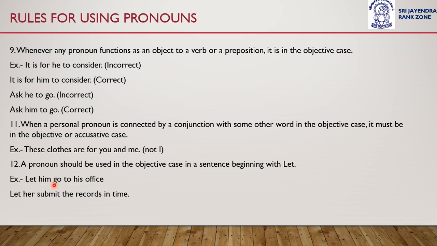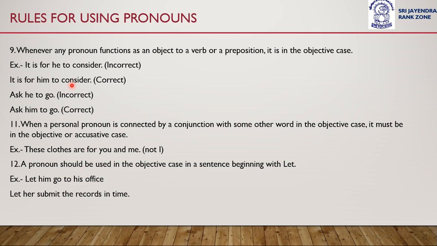Rule number 9. Whenever any pronoun functions as an object to a verb or a preposition, it is in the objective case. For example, it is for he to consider. This is an incorrect statement. The correct statement would be it is for him to consider. Why? Because when a pronoun functions as an object to a verb or a preposition, we have to use it in the objective case.